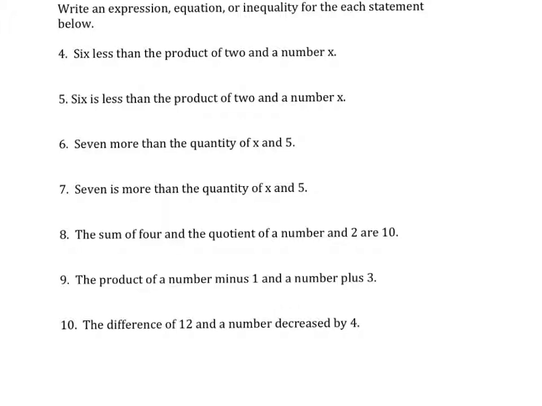6 less than the product of 2 and a number x. Students get mixed up with the word less than because they'll just put 6 minus the product of 2 times x. But when you're taking something away from something else, you have to state what you're taking it away from. So the product 2x is actually what the 6 is being taken away from. So it's 6 less than 2x. Because order does matter in subtraction, you have to be careful about the word less than. 6 is less than is something different than subtraction.